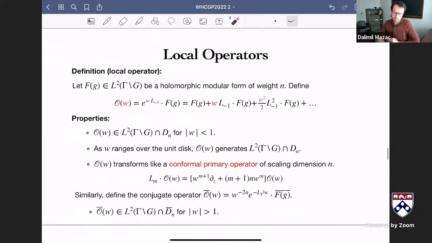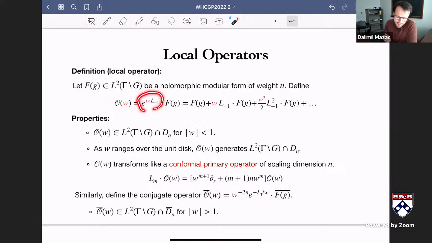All right. So now to make the analogy with CFTs a bit more precise, let me define local operators in this setting. A local operator starts from some function in L²(G mod Γ), which is a lowest weight vector in a discrete series representation. In other words, it's a holomorphic modular form of some weight n. And then we can define O of W, which in physics we would call a local operator, as some other vector in the same irreducible representation.